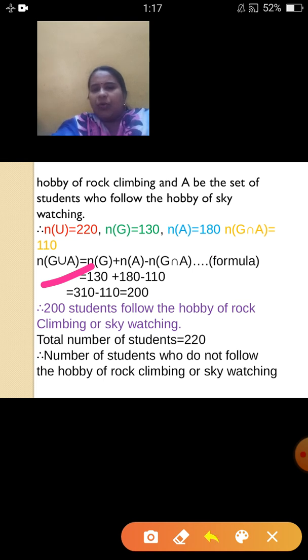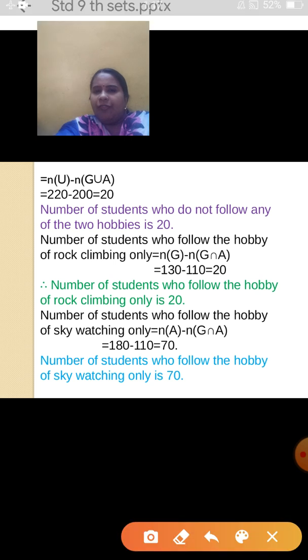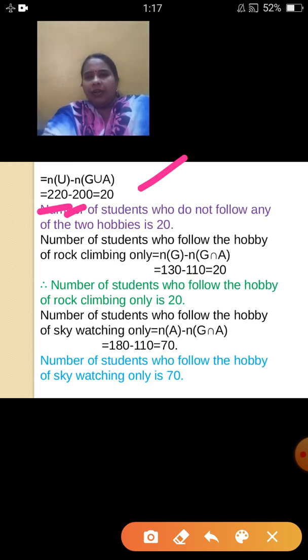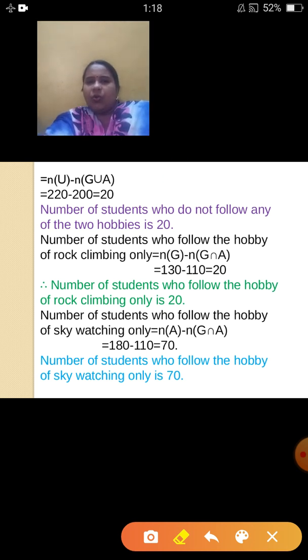Okay. So how to find out that? For that, I need to subtract. From where? From the universal set, I will subtract the union. Universal set there were 220 minus the union, that is 200, which I have found out just now. So how many will it be? 20. Okay. So this is the first answer. What is the answer? The number of students who do not follow any of rock climbing or sky watching is equal to 20.